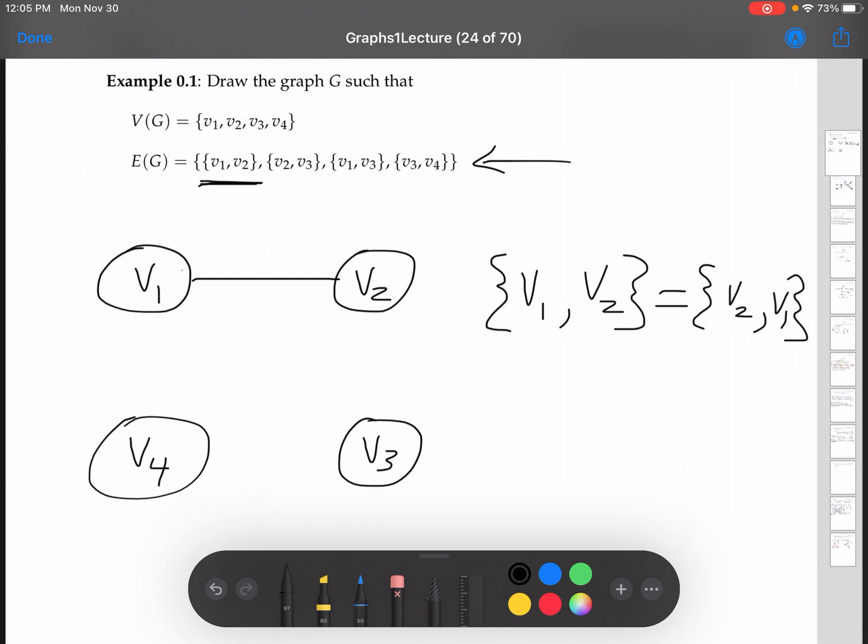This is a good way to define edges because in graph theory, we think of the edge from V1 to V2, starting at V1 and ending at V2, as being the same as the edge starting at V2 and ending at V1. So this definition of edges as two-element subsets of the vertex set works well because we don't want there to be any difference between the edge from V1 to V2 and the edge from V2 to V1.